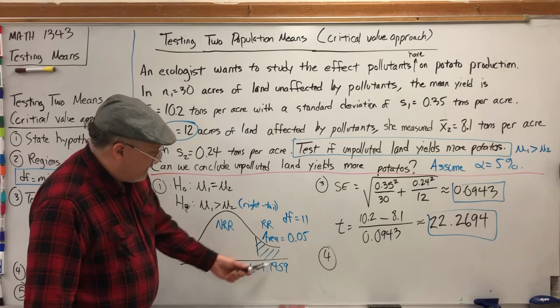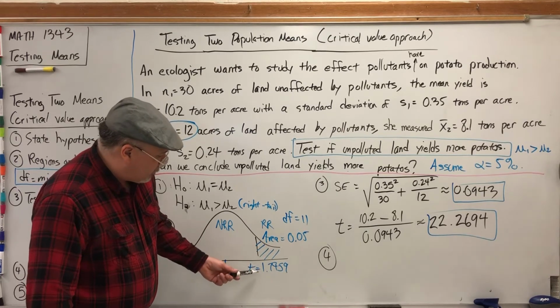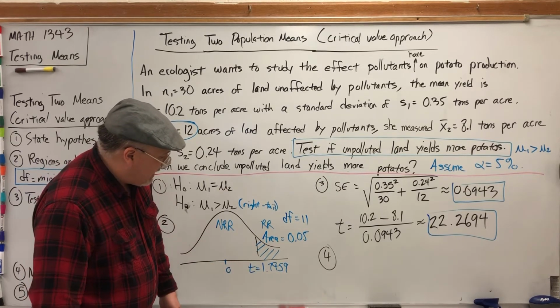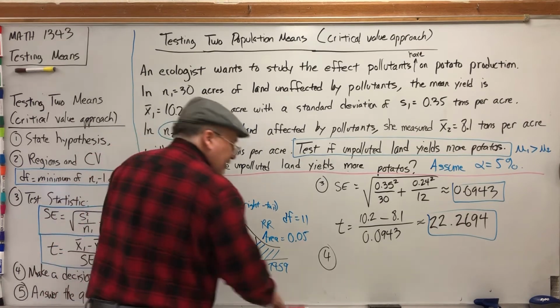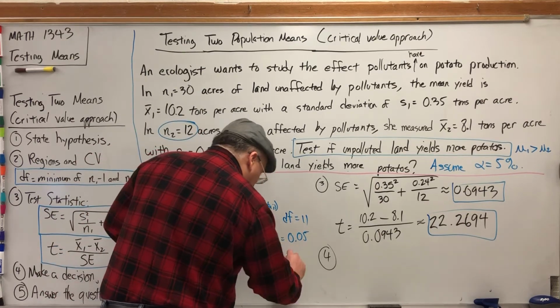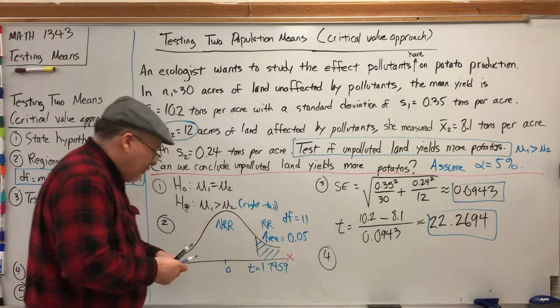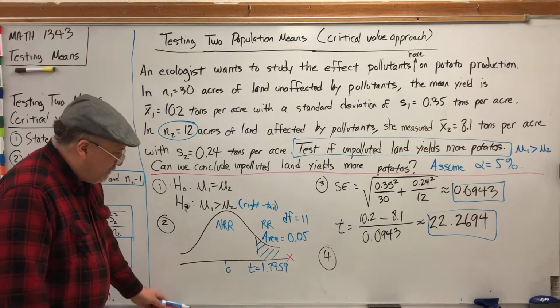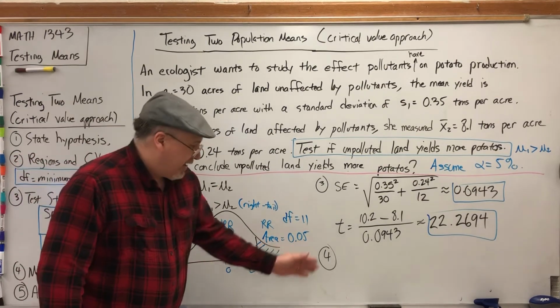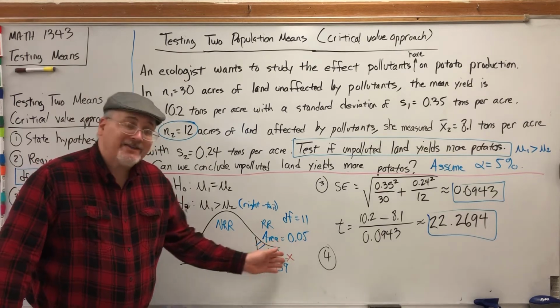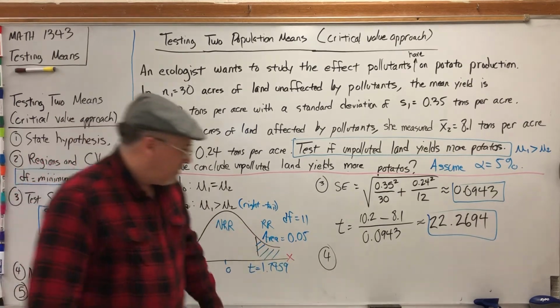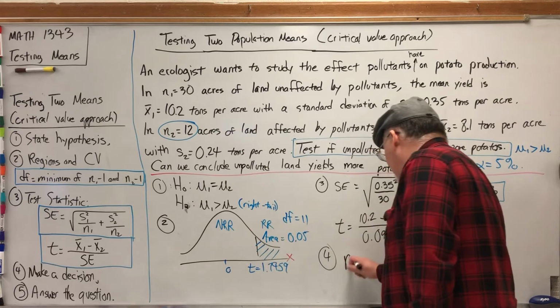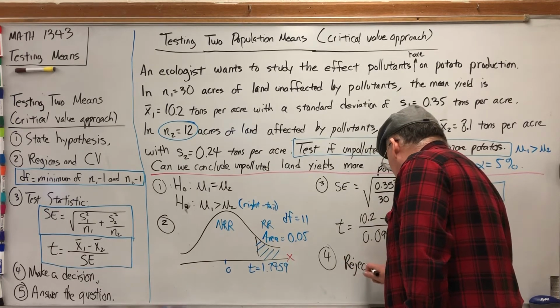Well, our critical value that separated our regions was a paltry 1.7959. The test statistic is so far to the right, we can't even see it. But it doesn't really matter how far to the right it is. It's just the fact that it's to the right puts it in the rejection region. And so our conclusion is we reject the null hypothesis.